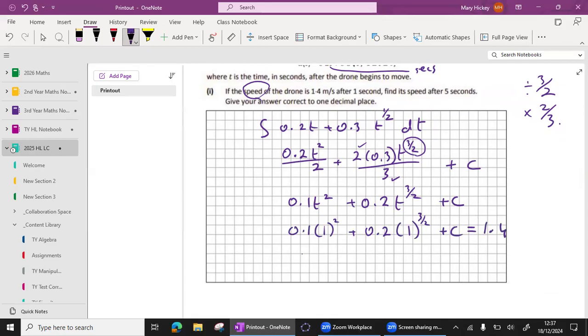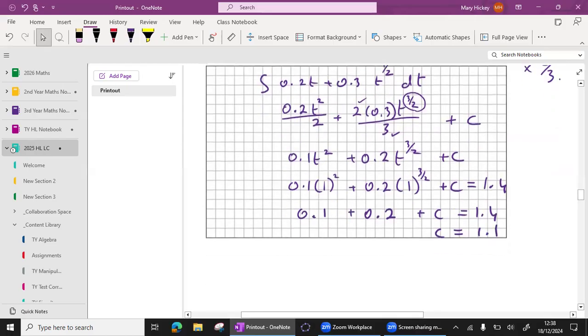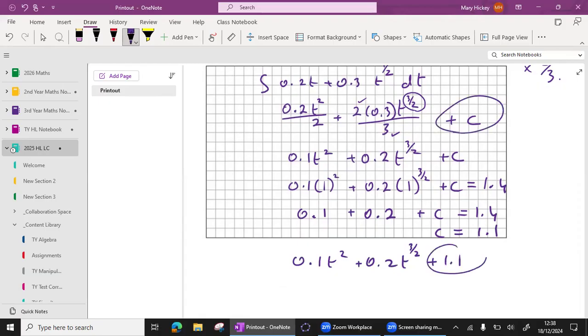So we get 0.1, 1 squared is 1. And again, 1 to the power of 3 over 2 is going to be 1. So anything, 1 to the power of anything is going to be 1. Now we're going to bring it all to the one side and we end up with 1.1. So now that we know what the constant of integration is, we can write our 0.1 t squared plus 0.2 t to the power of 3 over 2 plus 1.1. So we're just replacing the c with what we now know to be the constant of integration.